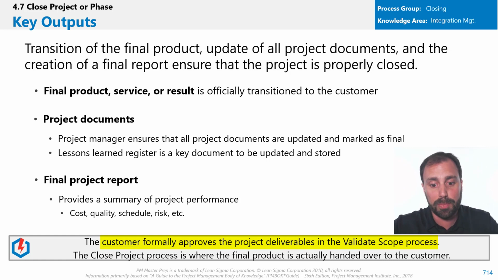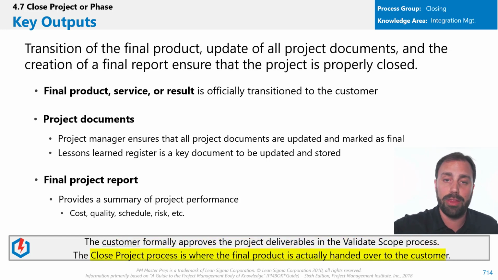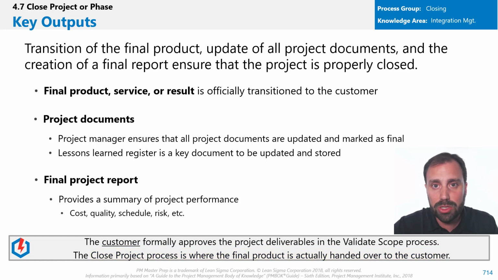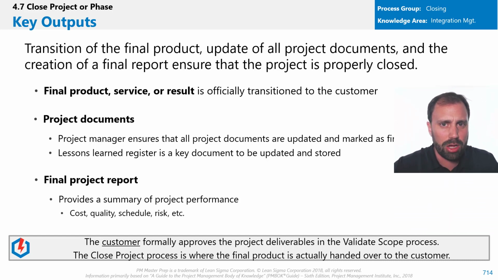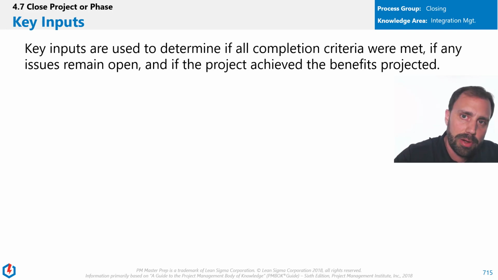Remember, we're handing this over, but the formal approval for the deliverables came in validate scope, and close project is where we hand them over. So we have really hit on that hard, and you're going to know all those things and all the different scenarios they throw at you in the PMP exam. But just think through what we talked about here and what we're trying to get across. Beautiful. All right, so we're going to jump back from the outputs to the inputs. We know where we're going in this process, and we've talked about it. Let's go back to the inputs.